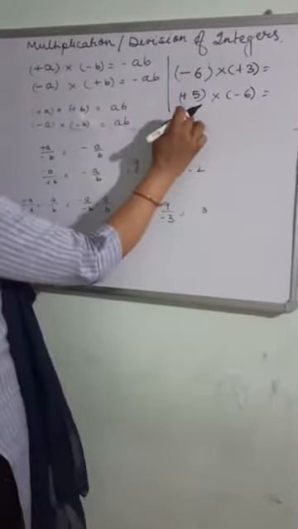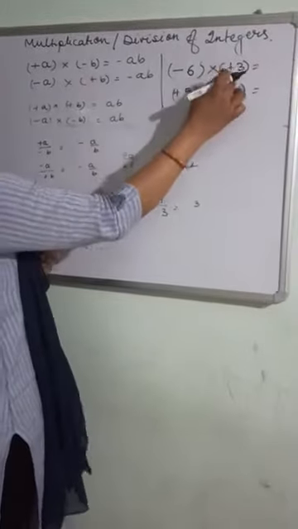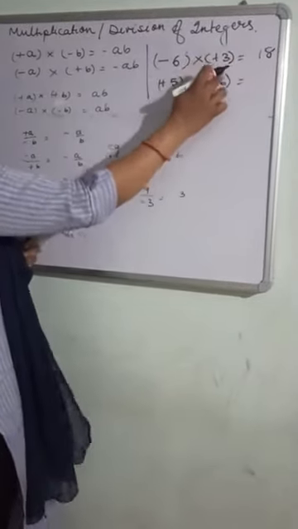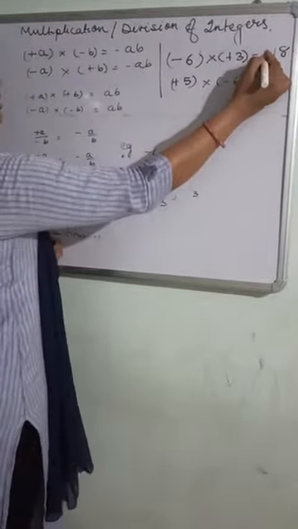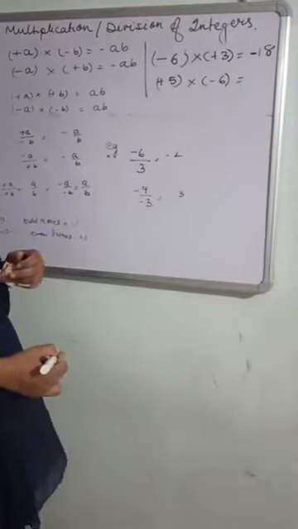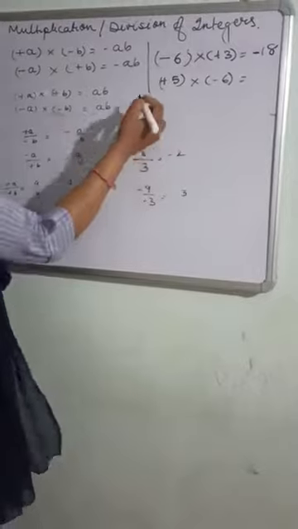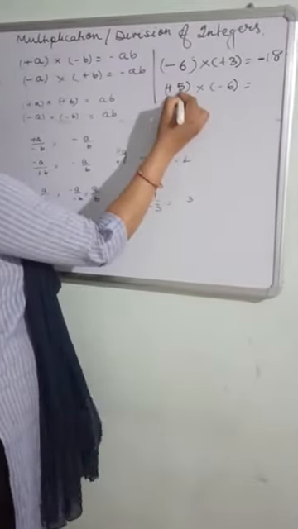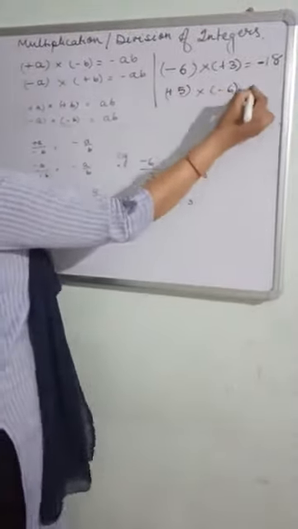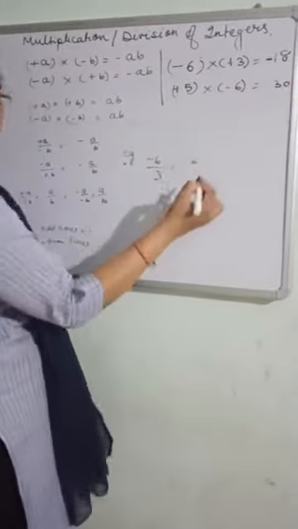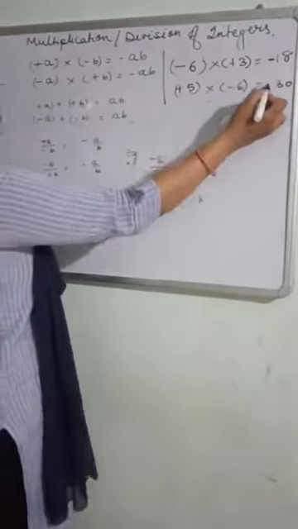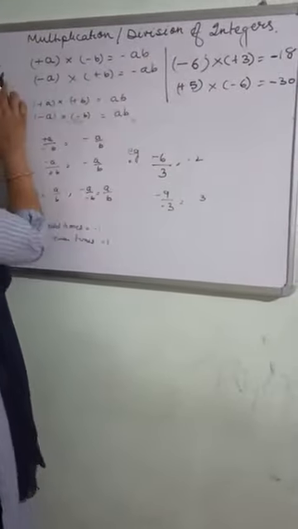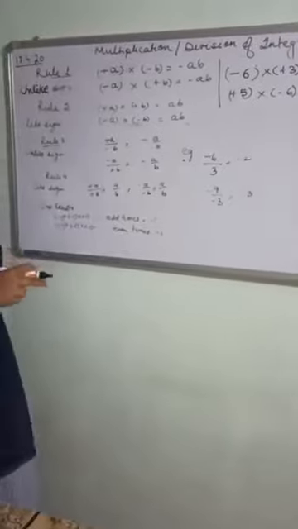We have to multiply the numbers. So 6 into 3 is how much? 18. Because the number signs are unlike, so the answer will be negative 18. Similarly, plus 5 into minus 6. So first we will be producting it. 5 into 6 how much? 30. And plus into minus how much? Minus 30. Right. So this is about the first rule.